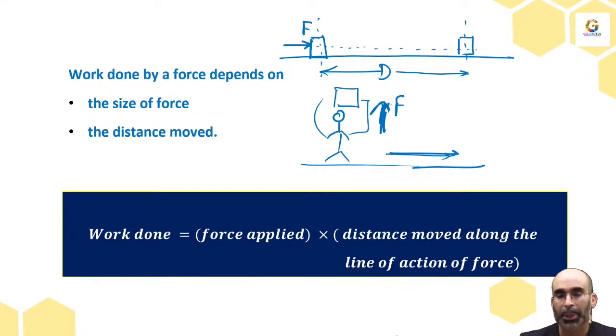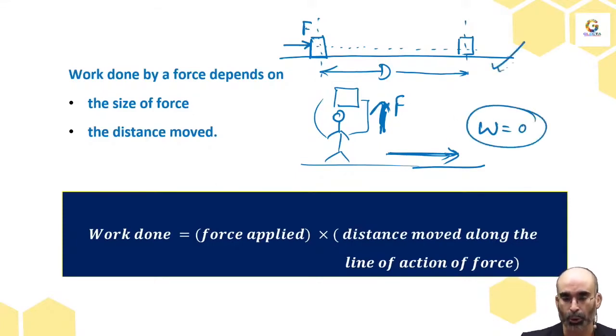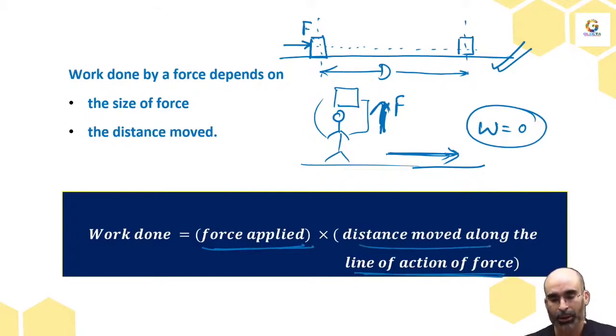So the force applied is in this direction, and the distance that he has covered is perpendicular. It is not along the direction of applied force. So that is why work done in this scenario will be 0. This you need to keep in mind. This is very simple, and that was an example where you can understand why this is important: force applied and distance moved along the line of force.